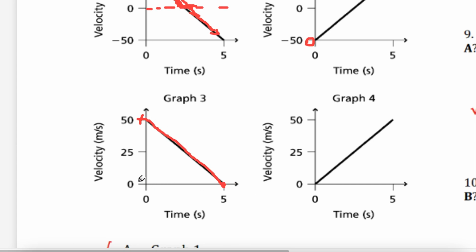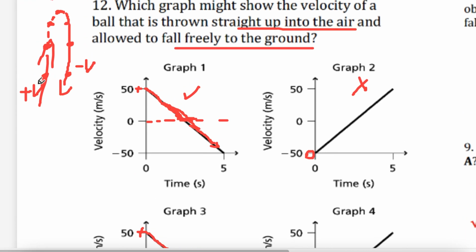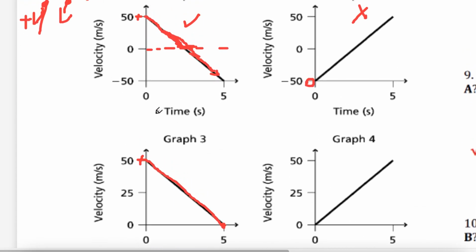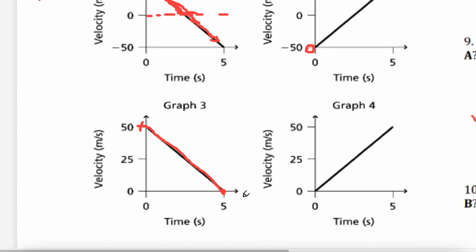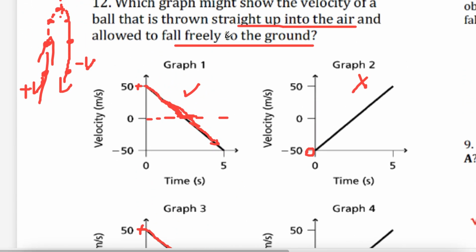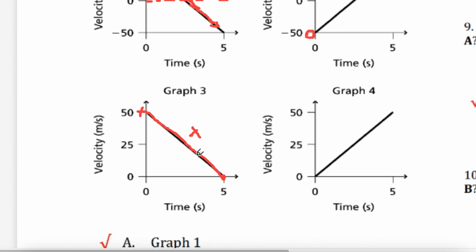This is basically only the upwards part. It stopped here. For this graph over here, it stopped at the highest point. It did not mention the last bit, freely falling to the ground, because it has to also come down. That's why this is also wrong. This is half correct. Fine.